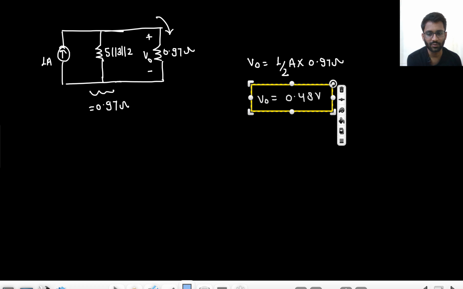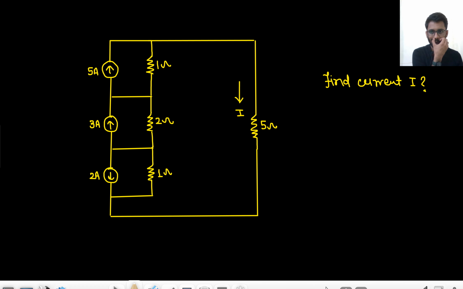You can convert the voltage sources into current source. Now what we will be doing in this question, this is also a question. In this question we will be converting current source into voltage source. Now here if you find the value of current, it will be a bit hectic task, right?